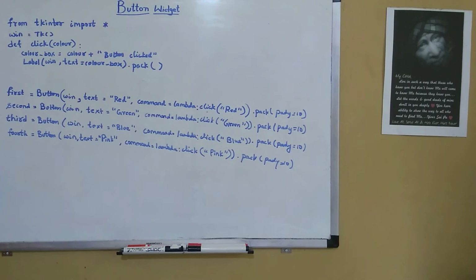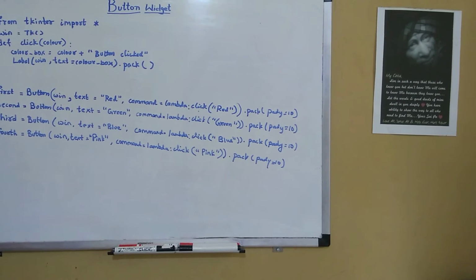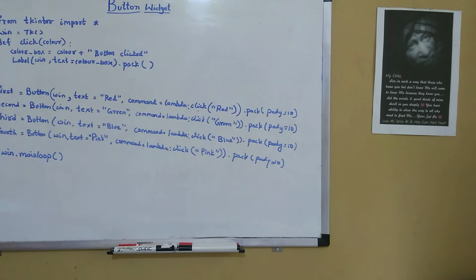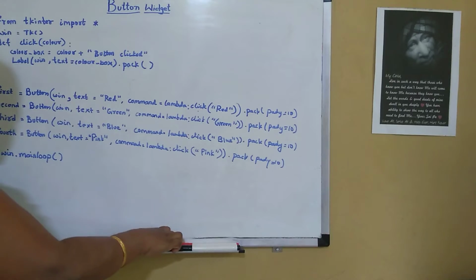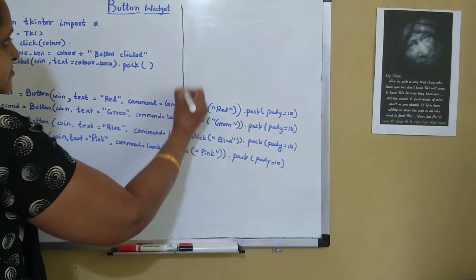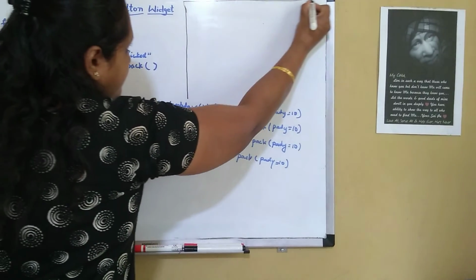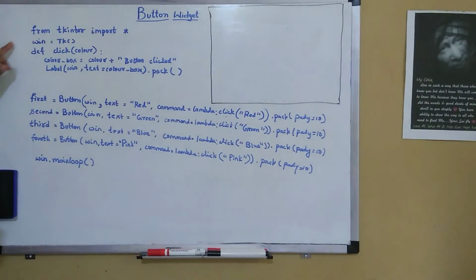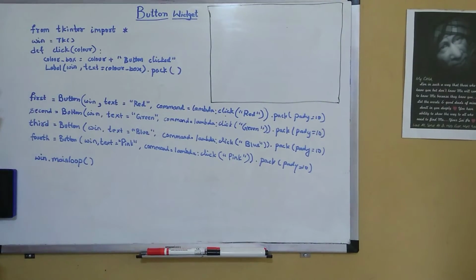So I have created 4 button widgets over here. And finally, let me call my win dot main loop, the main event loop. So friends, let's look into the program once. Win equal to tk creates the main Tkinter screen.